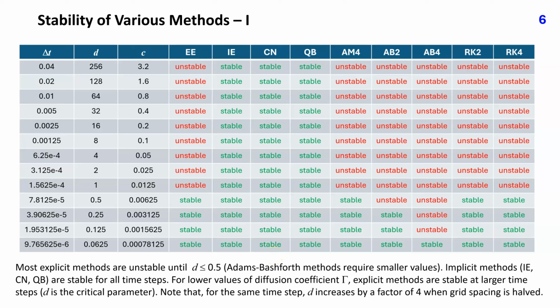For lower values of diffusion coefficient gamma, explicit methods are stable at larger time steps. D is the critical parameter and it decreases at the same rate as gamma decreases. Note that for the same time step, D increases by a factor of 4 when the grid spacing is halved, so the stability limit moves to a 4 times smaller time step.